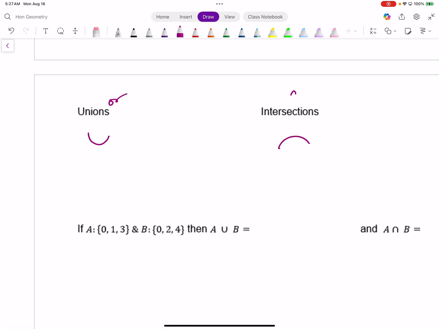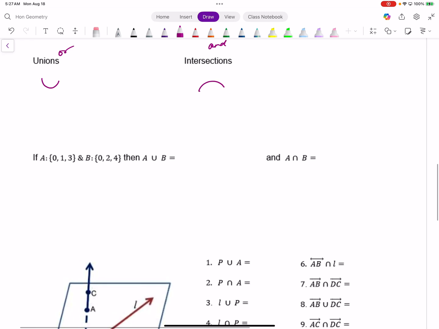And then this was just a review, unions, intersections. This is like an or, this is like an and. So let's just check A union B. That's going to be the set that contains anything that's in either one of them. Okay, so they both have a 0, but remember, you only list it once. There's a 1, there's a 2, there's a 3, and there's a 4.